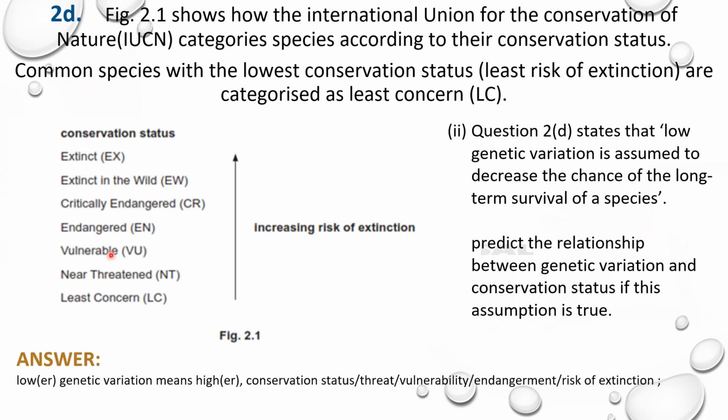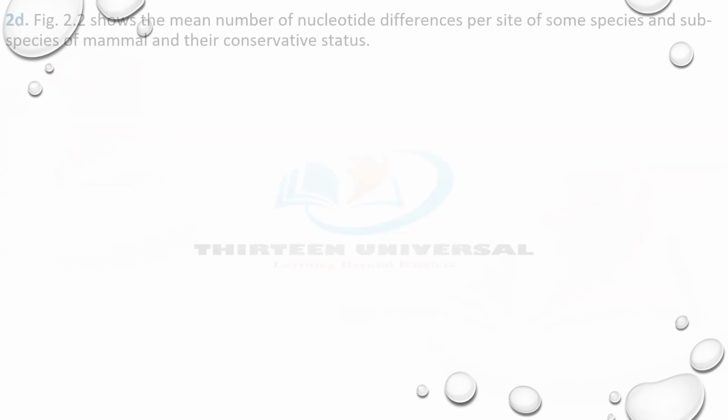Okay, that's what they said. The answer says lower genetic variation means higher conservation status. Yes, that's higher conservation status, vulnerable and so on. Okay, so this guy has of course higher conservation status. He has lower genetic variation. Okay, so guys, let's go to the next one.